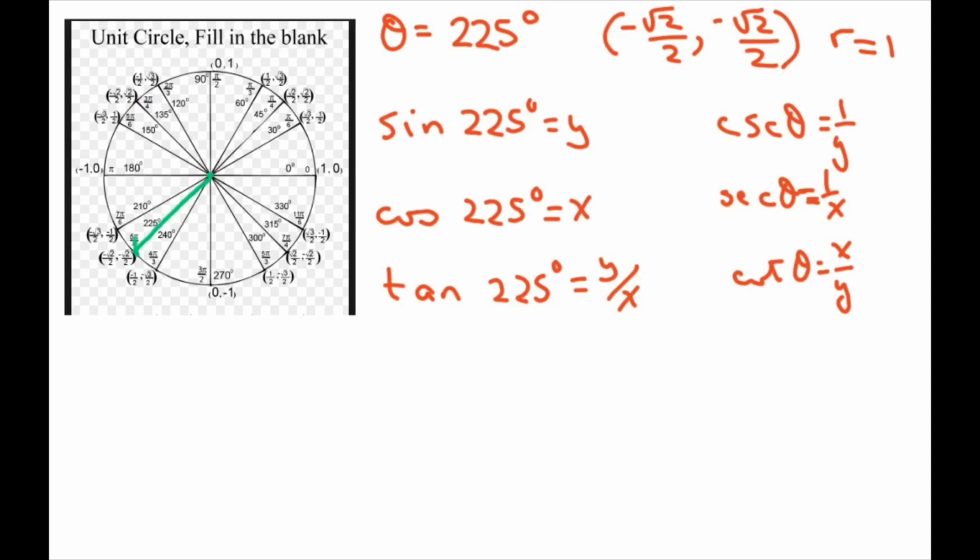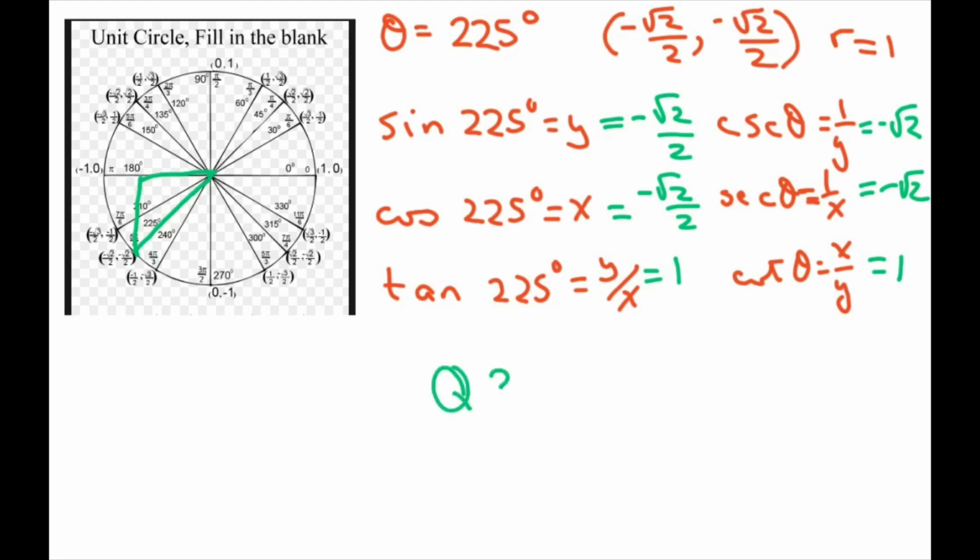Okay, the next one is the 225. And you draw it up to the x-axis there. And your sine is your y, which is negative square root of 2 divided by 2. Your x is the same. You divide those two, and they're the same. Two negatives make a positive, so that's just going to be 1. And then we already had the value for this, but now they're negative. So in quadrant 3, the only things that are positive are tangent and cotangent.